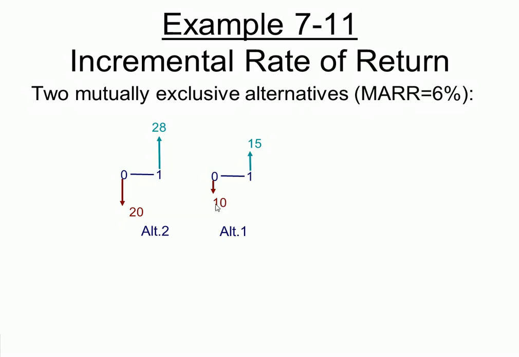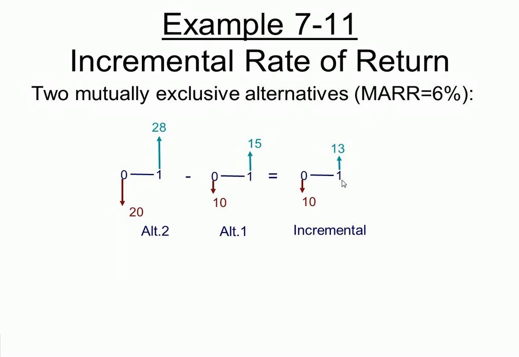Notice the first alternative has lower initial cost, so we're going to subtract that alternative from the second alternative, which has higher initial cost. So subtracting these two, instead of 20 here as a cost, we're only going to have 10, because minus 20 plus 10 is going to be minus 10. So here is a negative 10, and then here positive 28 minus 15 is going to be 13. So that's positive 13 here. So this is our incremental cash flows.